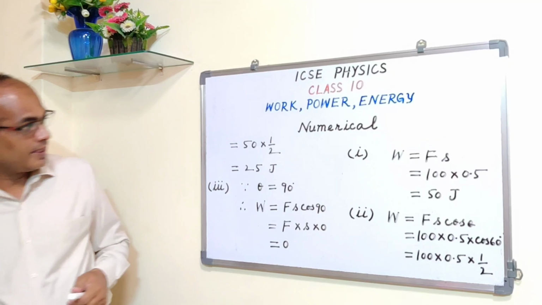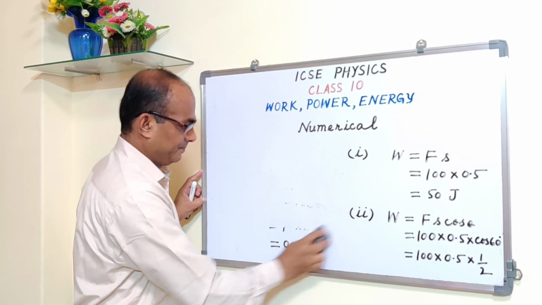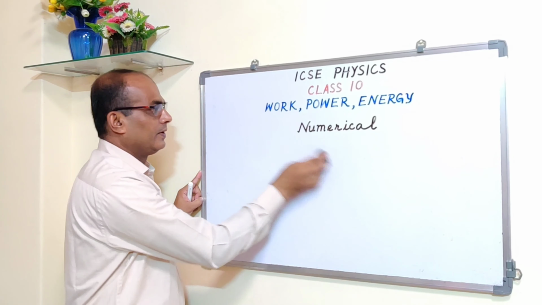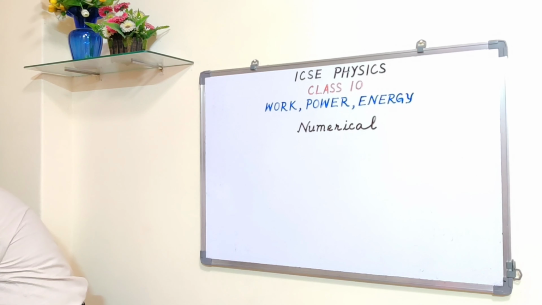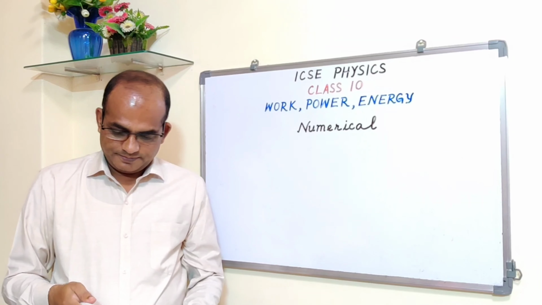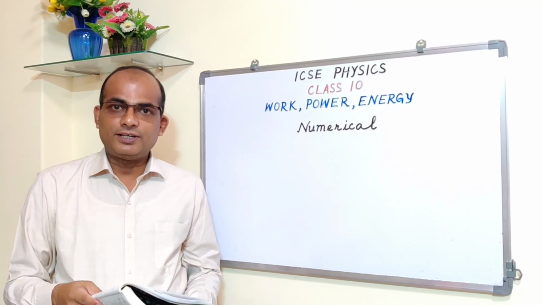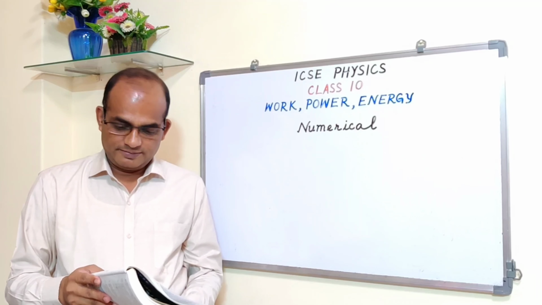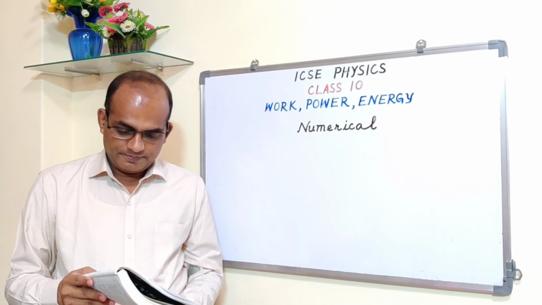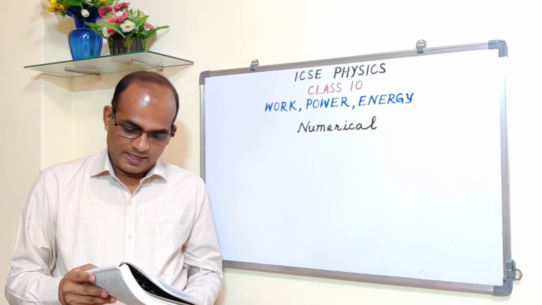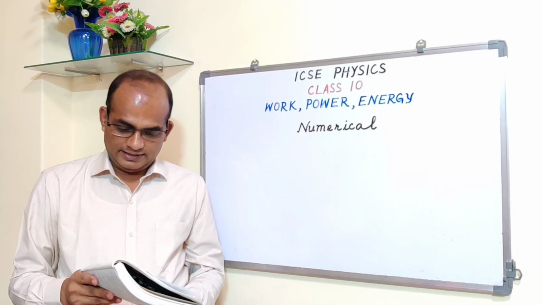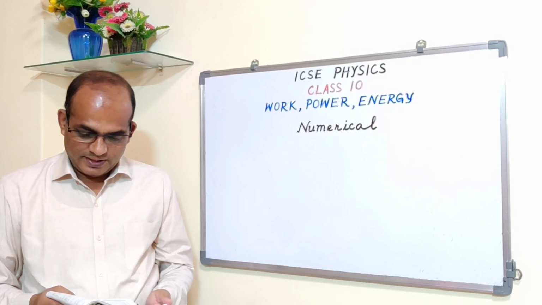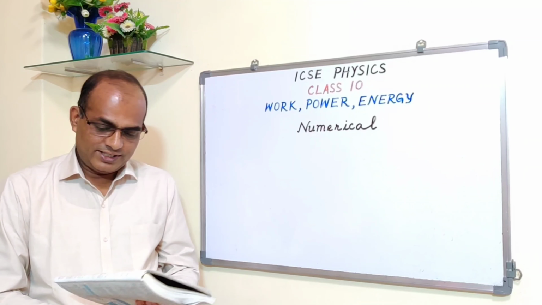Now, second question. I'm reading the question. A boy of mass 40 kg climbs up the stairs and reaches the roof at a height of 8 meters in 5 seconds. Calculate, first, the force of gravity acting on the boy. Second, the work done by him against the force of gravity. And third, the power spent by the boy. g is given 10 meters per second square.